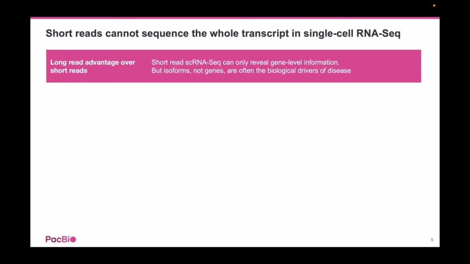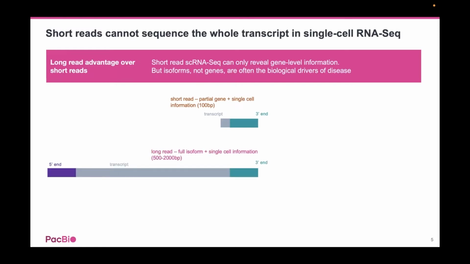Just like in bulk RNA sequencing, where long reads have the advantage of seeing full-length isoforms, the contrast is even higher in single-cell RNA sequencing. And that is because the single-cell tag information, such as UMI and barcodes, are only at one end of the transcript. With short reads, only partial gene information can be read out. In contrast, using long reads, the full-length isoform plus the single-cell tag information can be read.